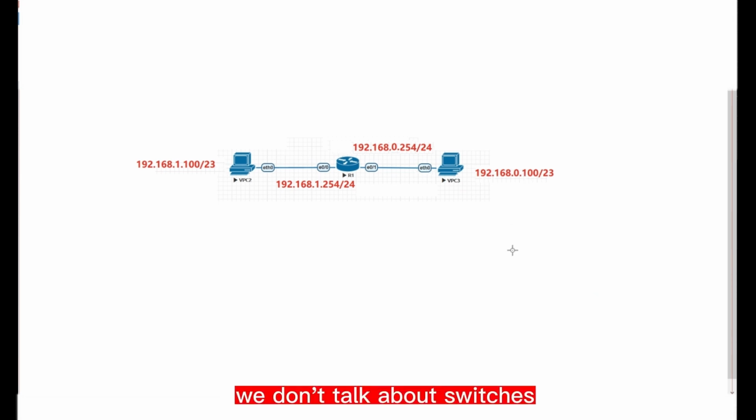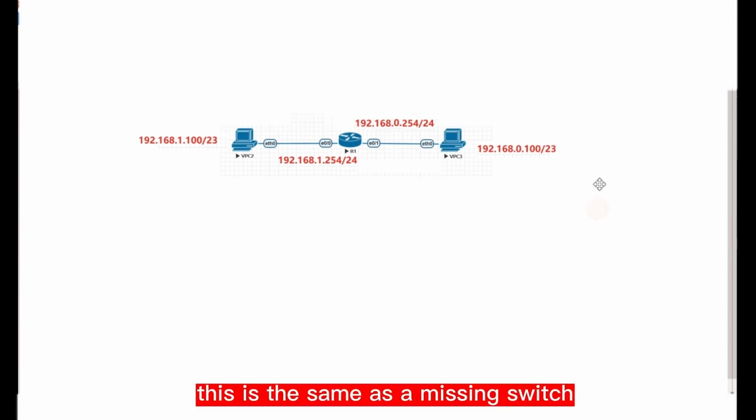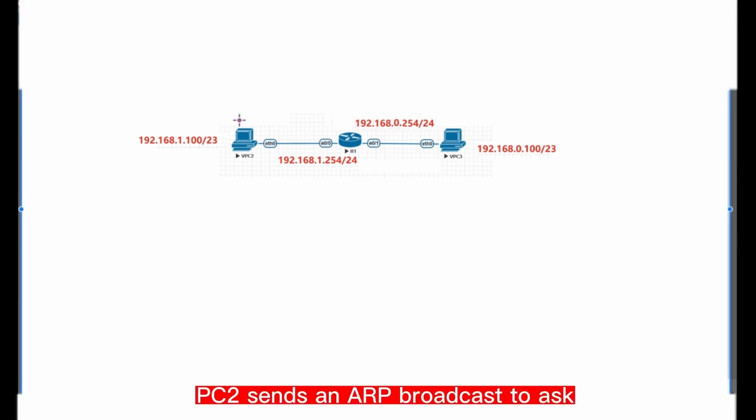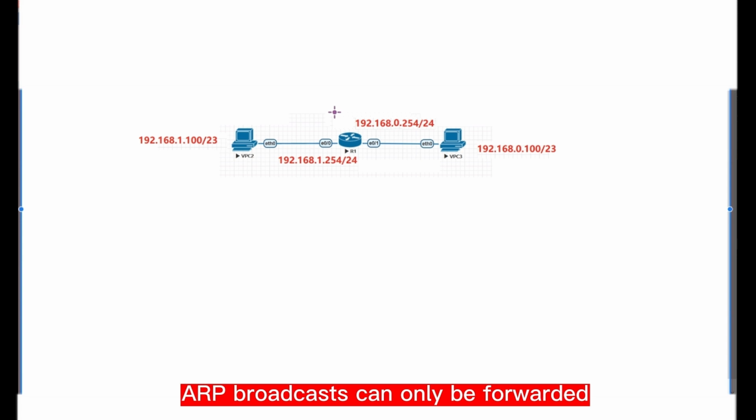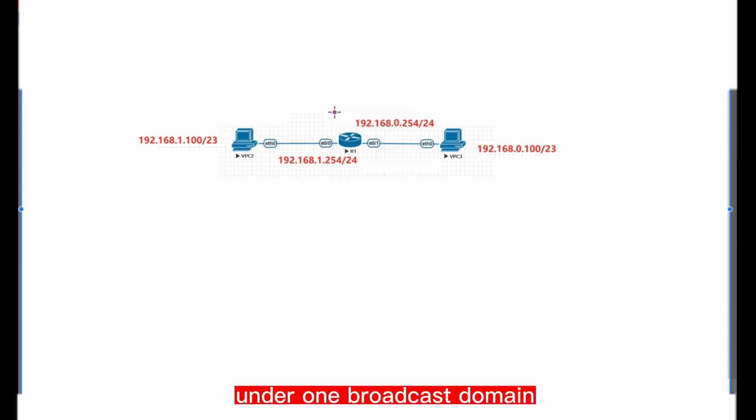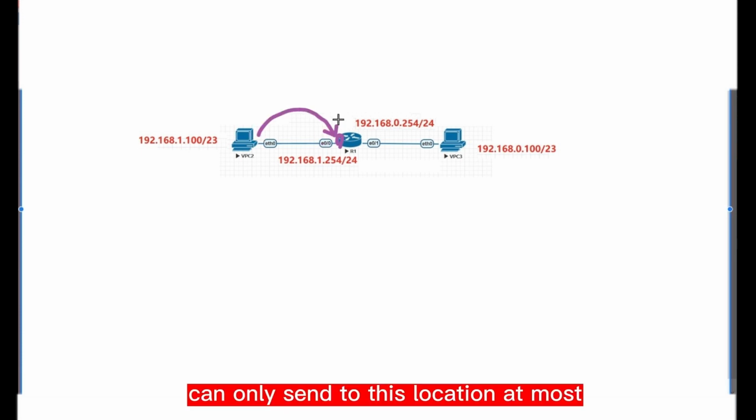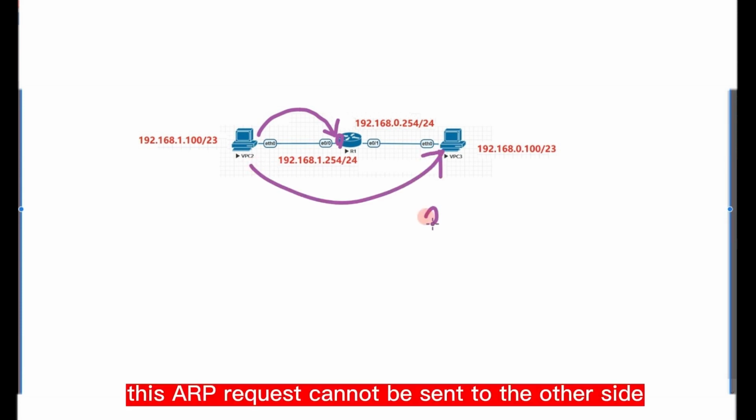We don't talk about switches. A switch in the middle is the same as a missing switch. Both of them cannot be pinged. We just said, PC2 sends an ARP broadcast to ask. But unfortunately, ARP broadcasts can only be forwarded within one broadcast domain. For the router, each interface is a broadcast domain. That is, this message can only be sent to this location at most. This ARP request cannot be sent to the other side.